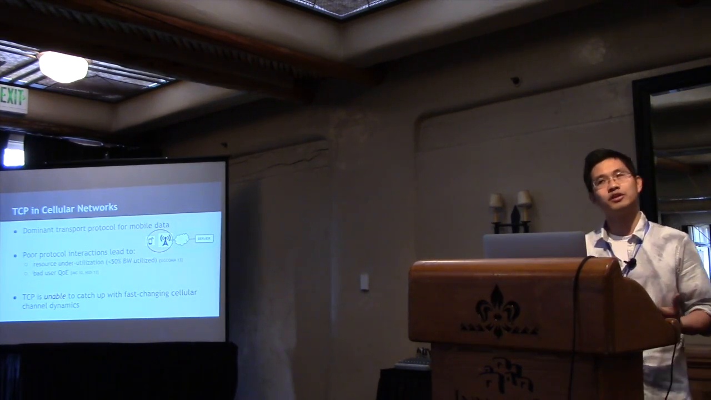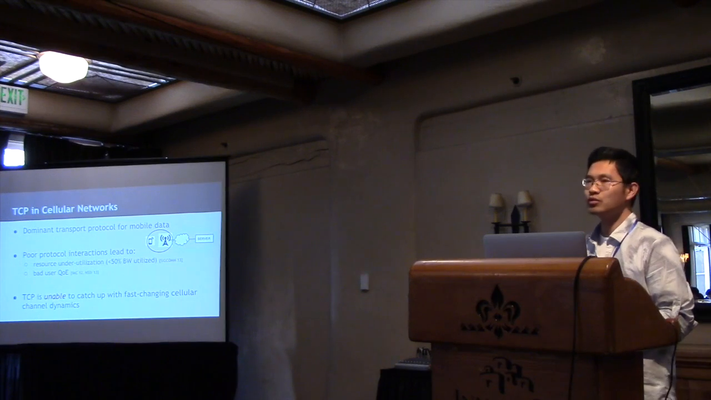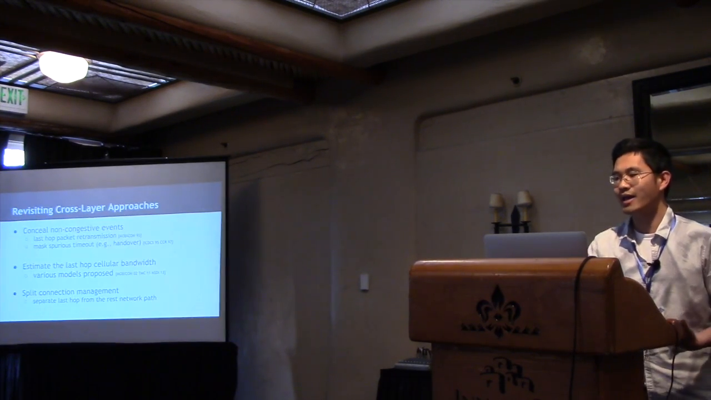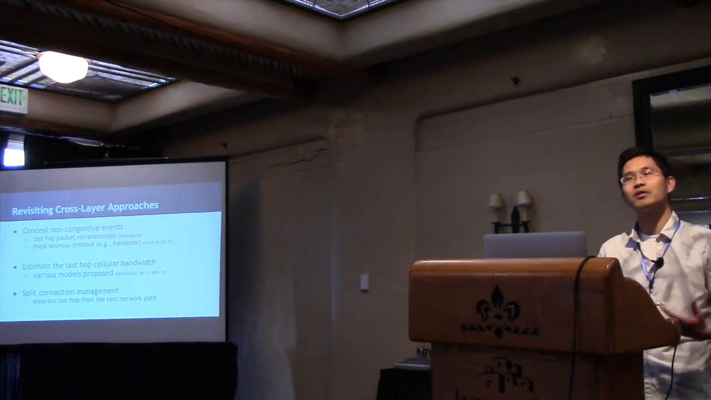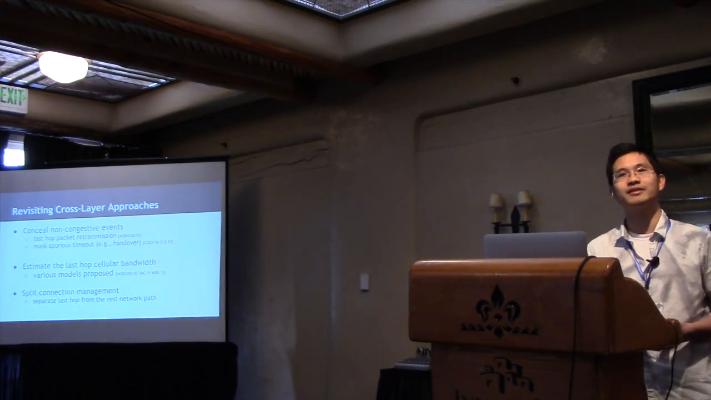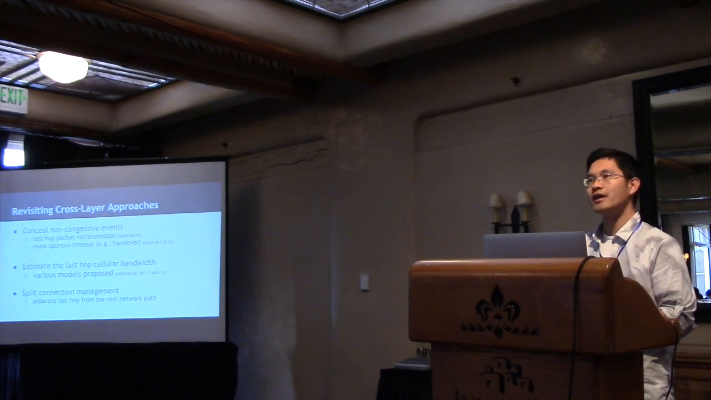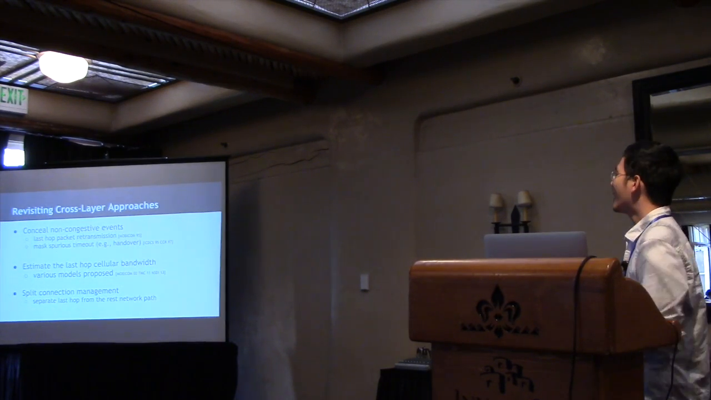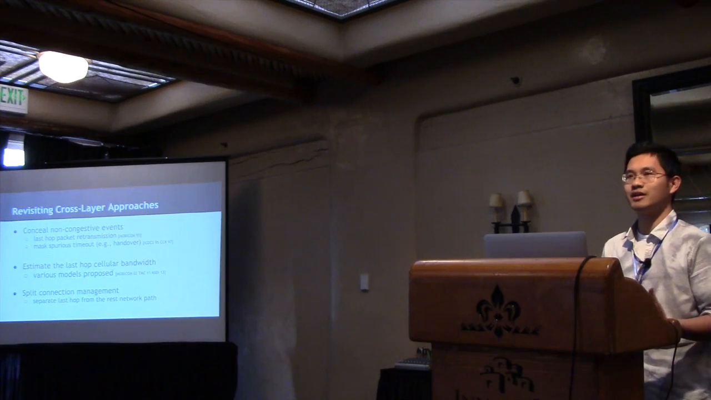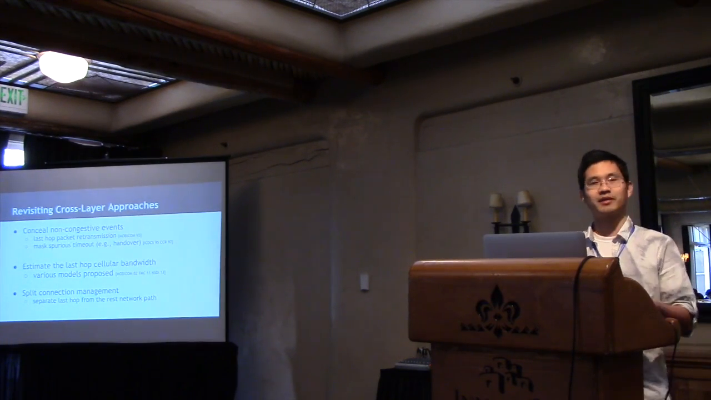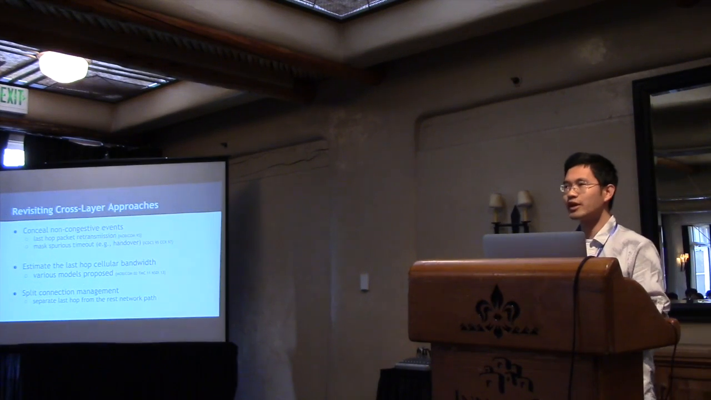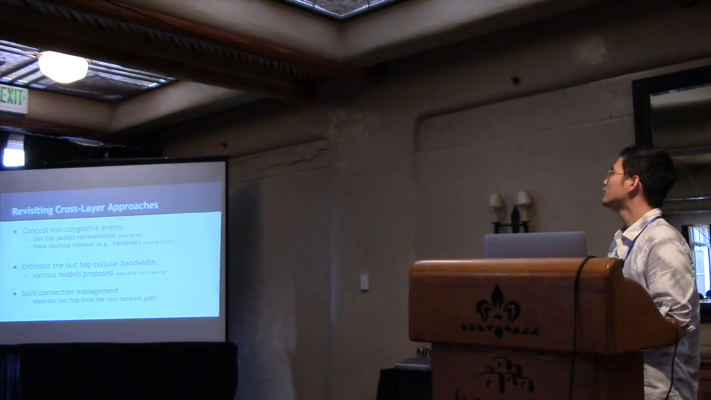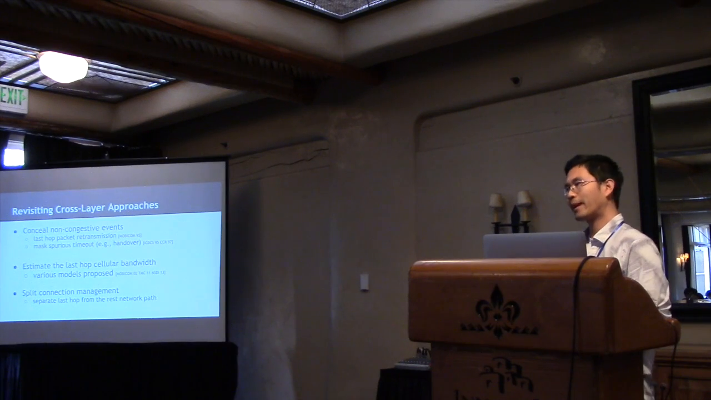So what are we going to do about that? Well, we could open up the layers and pass the information about the cellular link all the way up to the TCP congestion control engine, which is also known as cross-layer approaches. There are many, many great pieces of work in this domain. In fact, we just heard one in the previous talk. Here, I'm just picking a few representative ones.